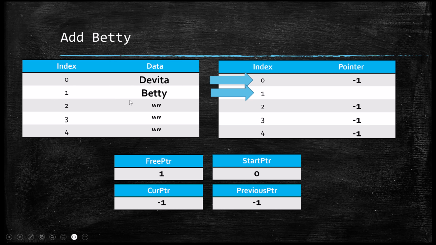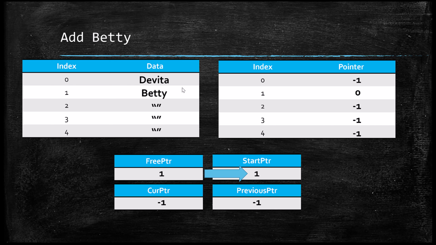We look over here, we see Davita is located at index 0, so Betty is going to point to index 0. Now that we have those pointers updated, we also need to update our start and our free pointer. Our start pointer is at 0. That's pointing to Davita. But if we're doing it alphabetically, we need to update that start pointer. That start pointer is not going to be 0. It's going to be 1.